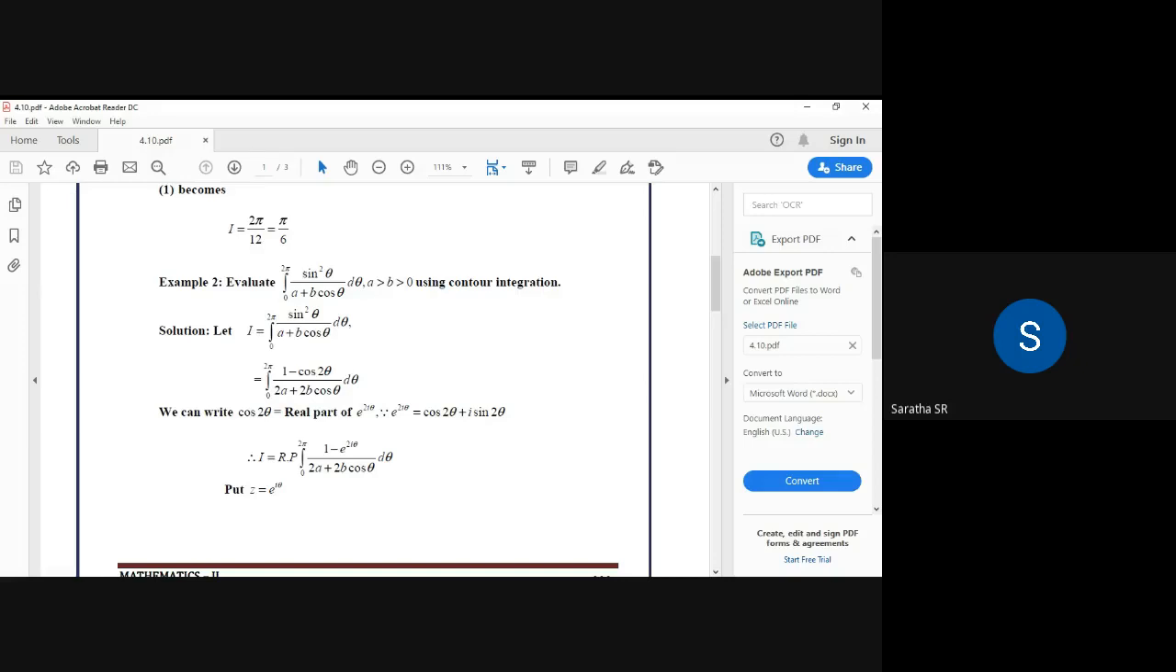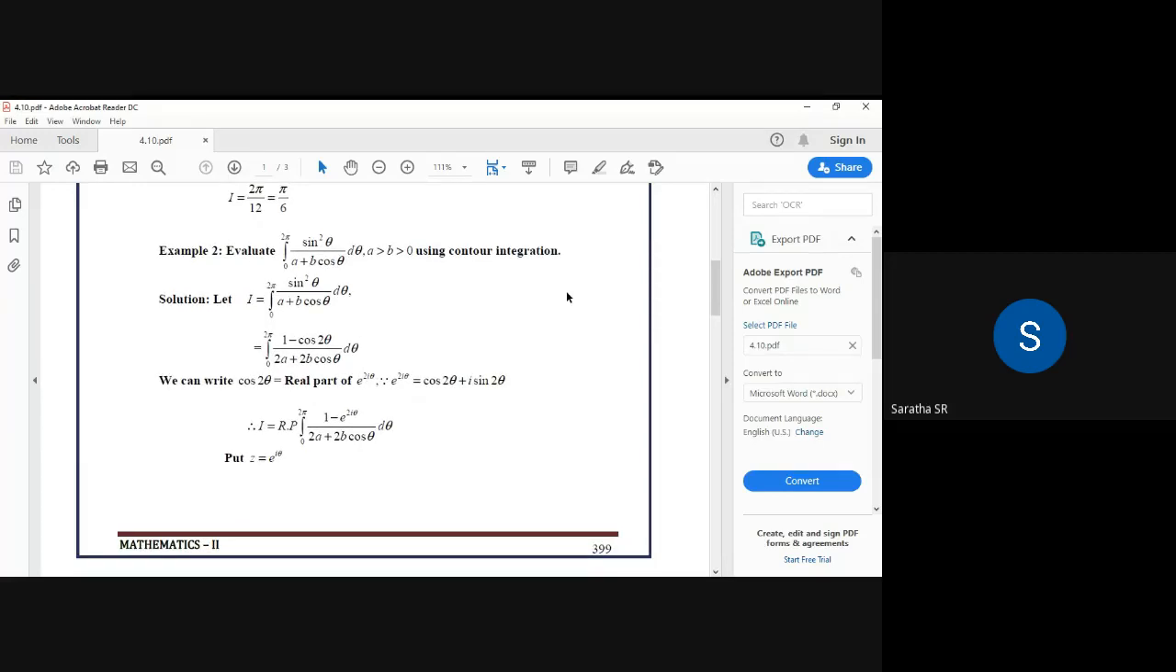The question is given: evaluate the integral from 0 to 2 pi of sine square theta divided by a plus b cos theta, d theta, where a is greater than b is greater than 0, using contour integration. So here also we are applying contour integration. This is also a unit circle problem only. First we take the whole integral as I.